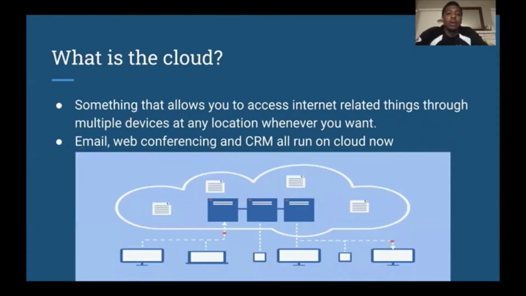What is a cloud? Cloud is something that allows you to access internet-related things through multiple devices at any location whenever you want. Like I said, I could be on my tablet, my computer, my phone, or a desktop, all working on the same document if I want, in real time. Or I can be working on my phone, my teammates can be working on their computers, and I can make updates on my phone, and they'll be able to see it in real time, which is pretty cool. Emails such as Gmail, web conferencing, which we're using now, and CRM all run on the cloud.